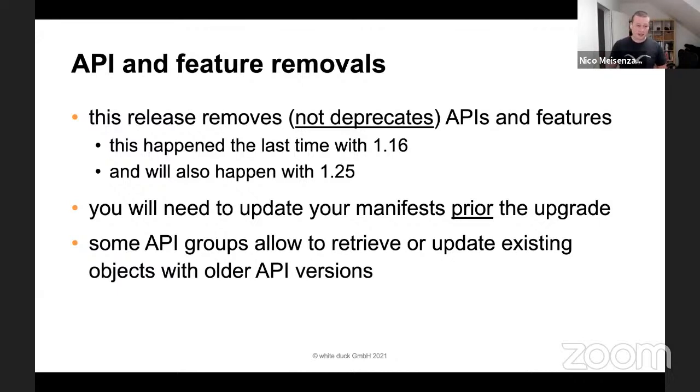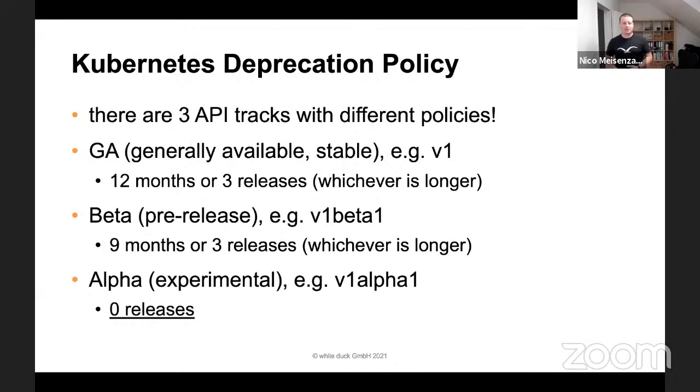Before we dig into the details of the feature removals, a short piece of information about the general Kubernetes deprecation policy, to make you aware of what it means when you're using a stable, beta or alpha feature. We have 3 API tracks, and they have different policies. Starting with GA, generally available or stable, basically everything called V1, or maybe in the future V2 or anything greater: if those features get deprecated, they will stay in Kubernetes for at least 12 months or 3 releases, whichever is longer. So if we deprecate a feature in 1.22, it will not be removed before 1.25.